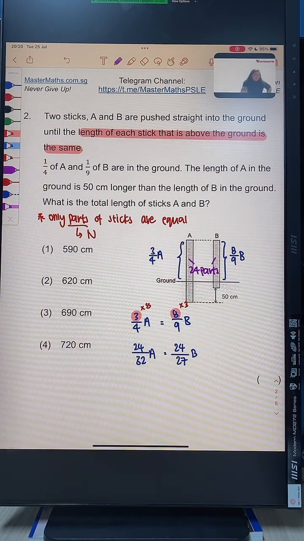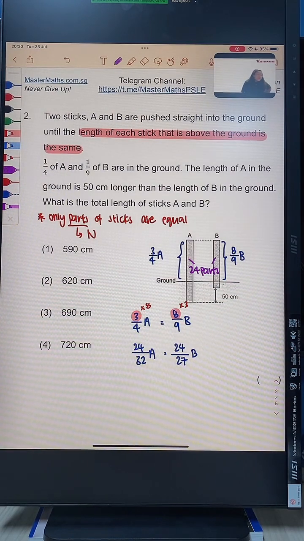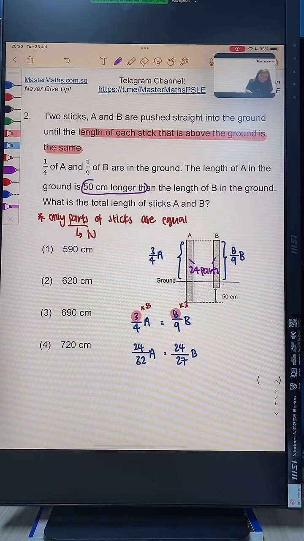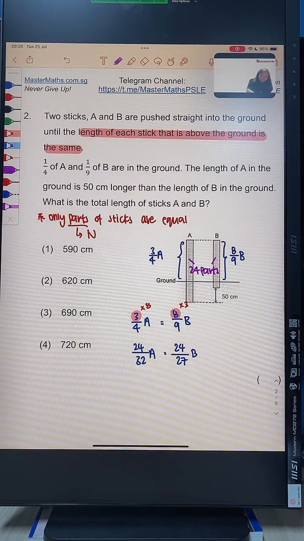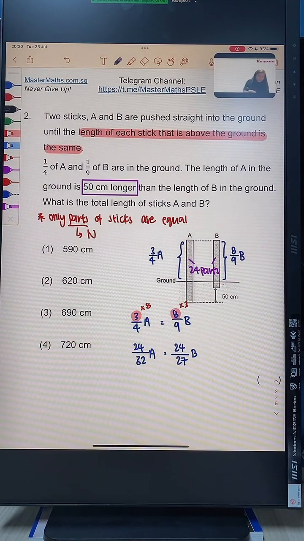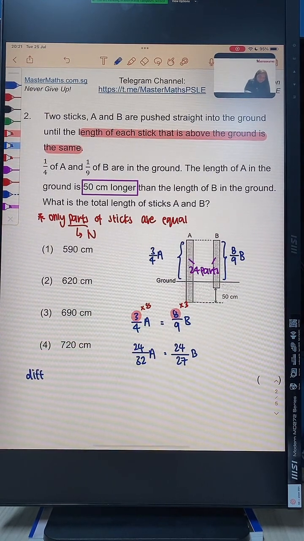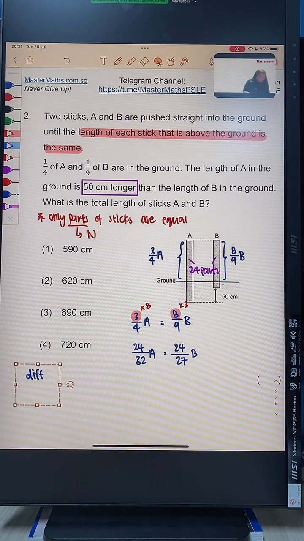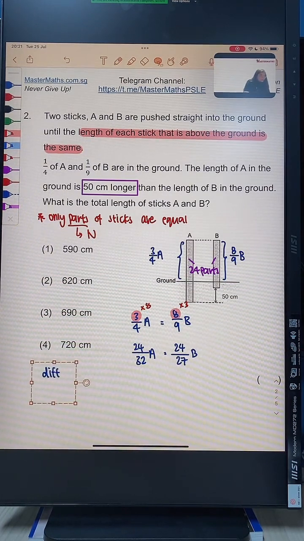Okay, so with that in mind, the next part that we want to look at is the difference between A and B, which is given to us as 50 cm. Okay, A is 50 cm longer than B. Therefore, the difference between A and B is going to be 50 cm. So I'm going to write it at the side here. Difference. I think some of you cannot see all the way to the other corner. So let me move it.